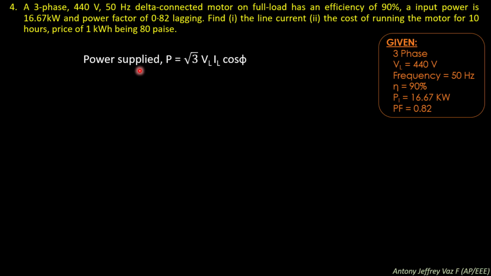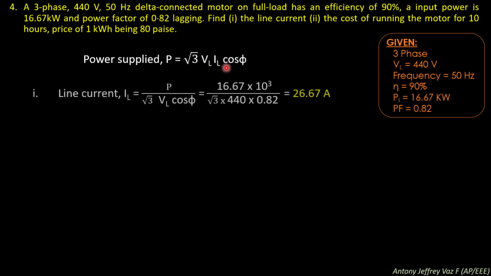Power supplied P is equal to root 3 VL IL cos phi. So you need to find the line current, which is IL. So you can cross multiply. IL is equal to P divided by root 3 VL cos phi. You can substitute all the values and you can find the line current is 26.67 amperes.